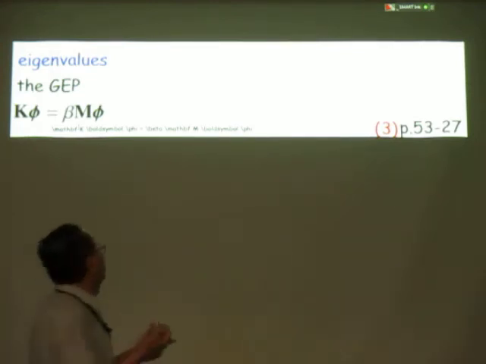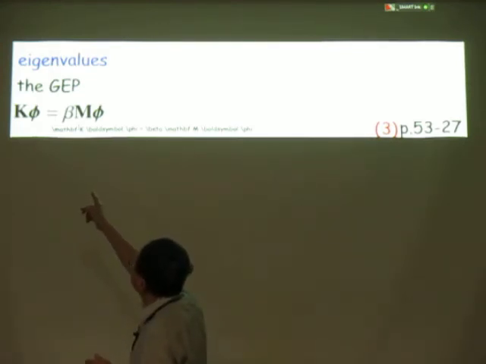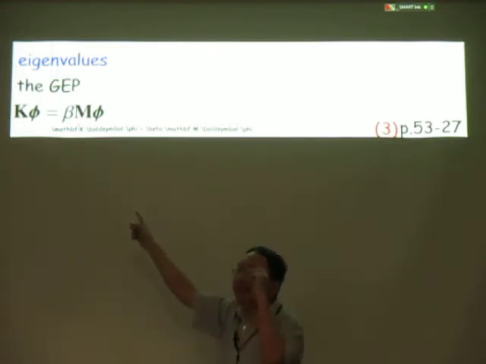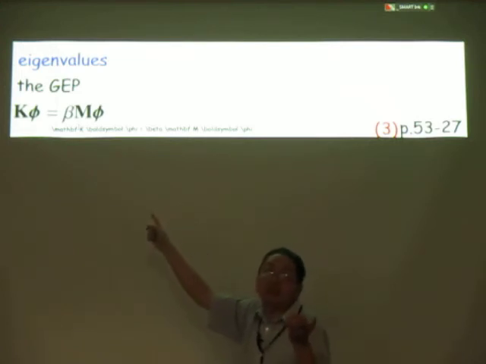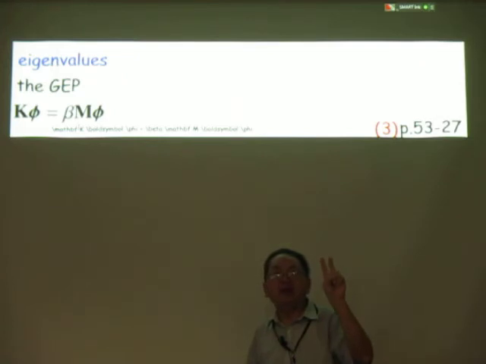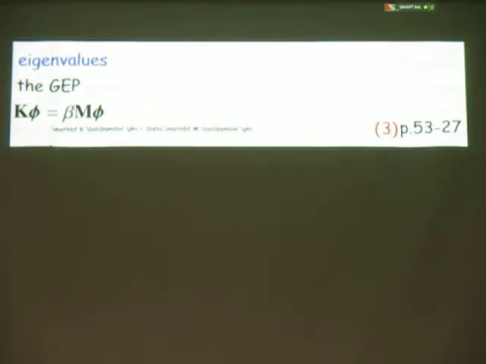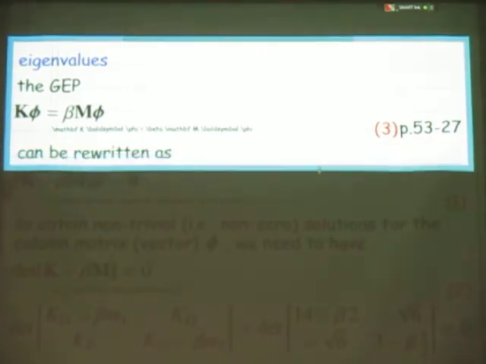So we have derived this expression from looking at the undamped free vibration, where the matrix K is the stiffness matrix, phi is the matrix of the eigenvectors, beta is the eigenvalue, M is the mass matrix, and phi is the eigenvector. When you solve this, you will have two eigenpairs, two eigenvalues, two eigenvectors. I even give the equation here. This is equation 3 on page 53-27, in the previous lecture notes.